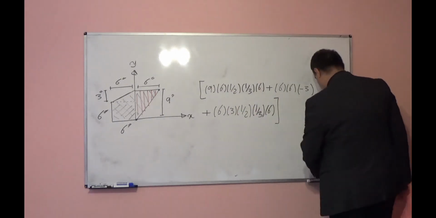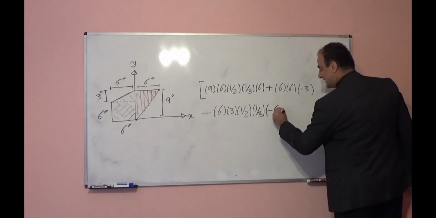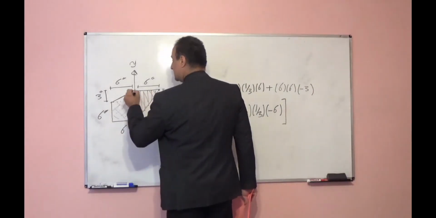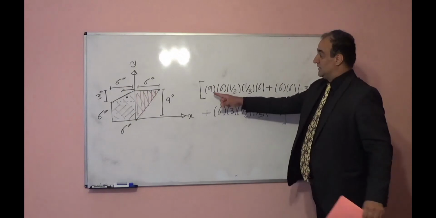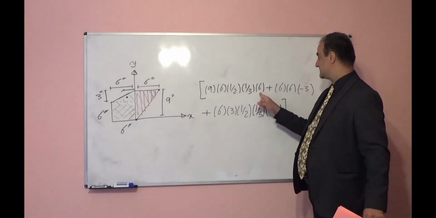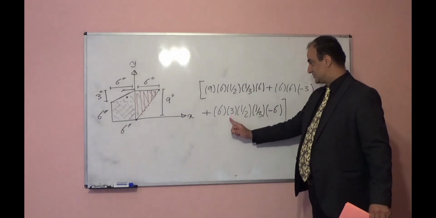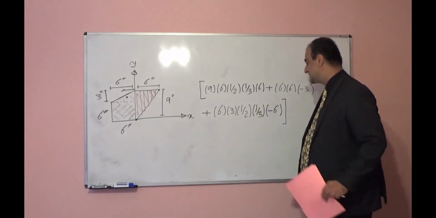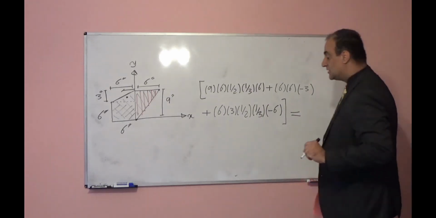Summation of this, of course I made a mistake, sorry. It will be 1/3 of -6. Look here, the distance is 1/3 of 6, but it is in the negative x. So, let's double check everything: 9 times 6 times half times 1/3 of 6, plus 6 times 6 times -3, plus 6 times 3 times half times 1/3 of -6.